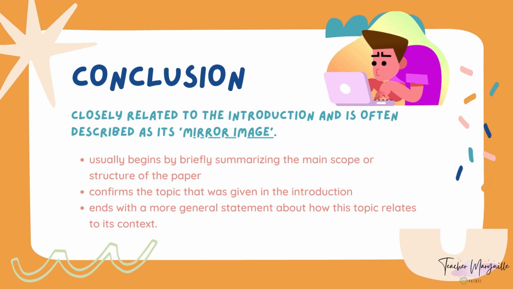The conclusion usually begins by briefly summarizing the main scope or the structure of the paper, confirms the topic that was given in the introduction, ends with a more general statement about how the topic relates to its context, and this may take the form of an evaluation of the importance of the topic, implication of future research, or a recommendation about a theory or a practice.